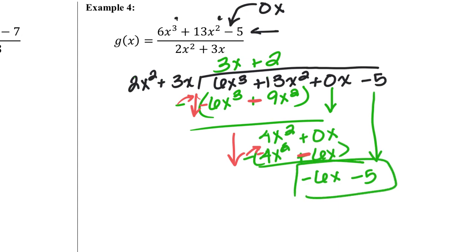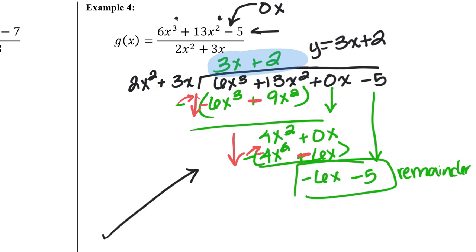So this would be referred to as the remainder. So if I asked you what the slant asymptote is, the slant asymptote is y is equal to 3x plus 2. Oh, my pen is dead. There we go. 3x plus 2. It behaves like this because it has a positive slope.